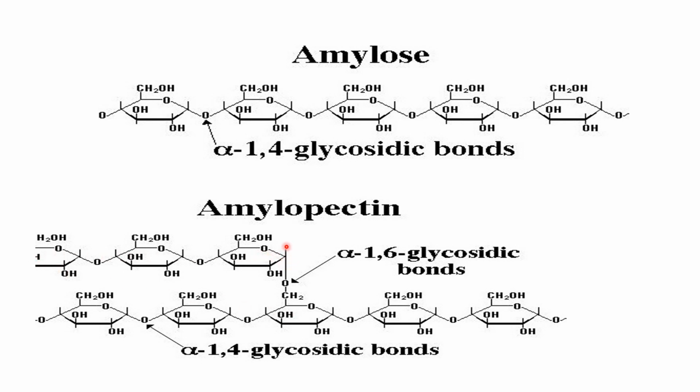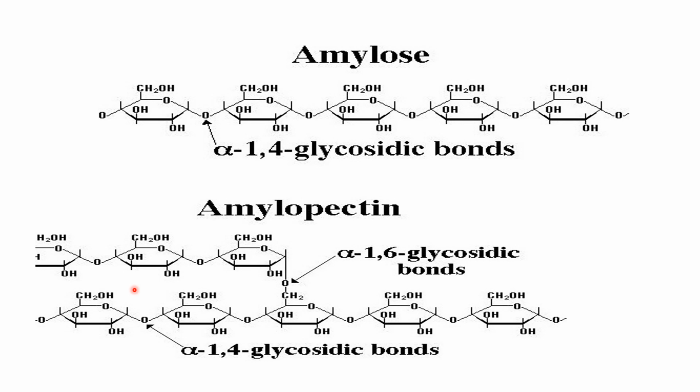Coming here, the first carbon atom combines with the sixth carbon atom of another chain. So a branch has come. This will continue, again it happens. So in amylopectin, alpha 1,6 glycosidic linkages are there and there are also alpha 1,4 glycosidic linkages.